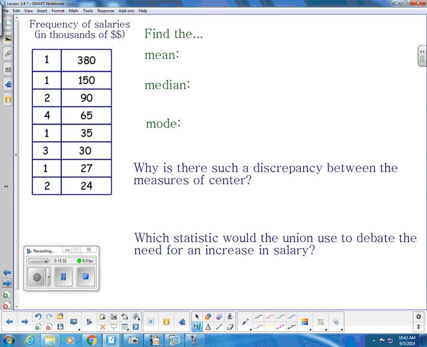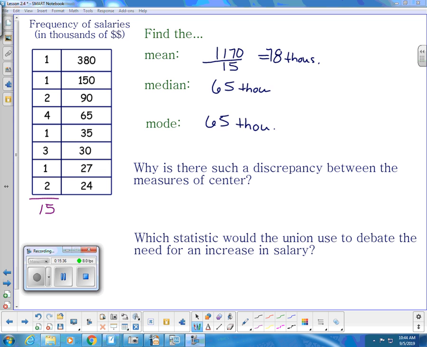Find the mean, the median, and the mode of this table, please. 78,000 for the mean, median 65,000, mode is 65,000. So why are they not the same? Why aren't they closer?